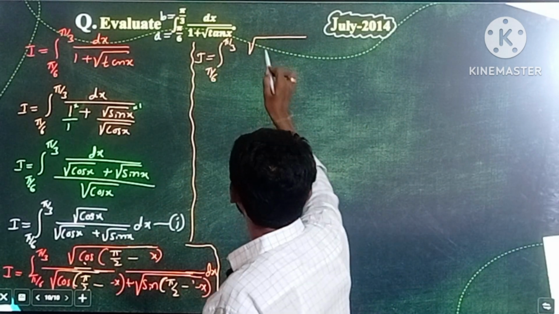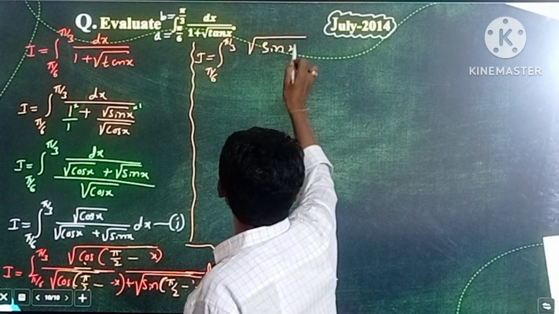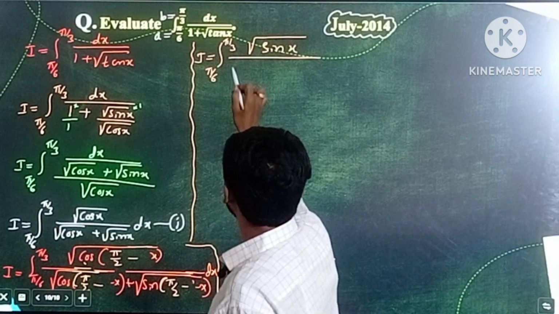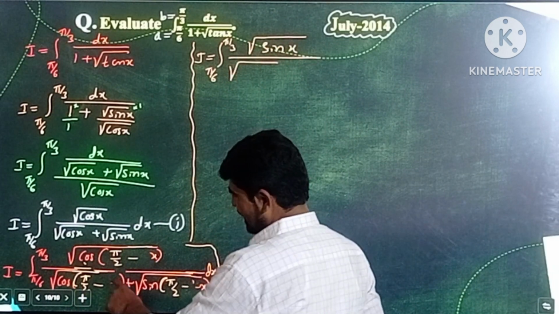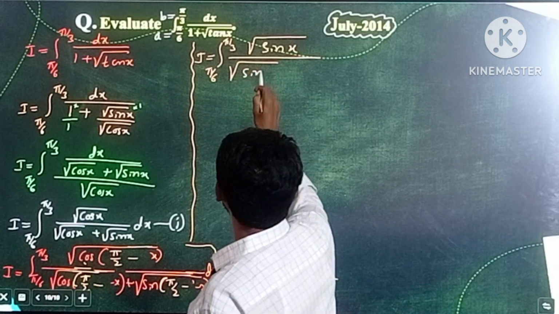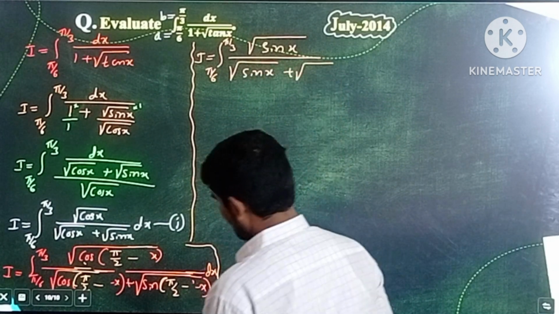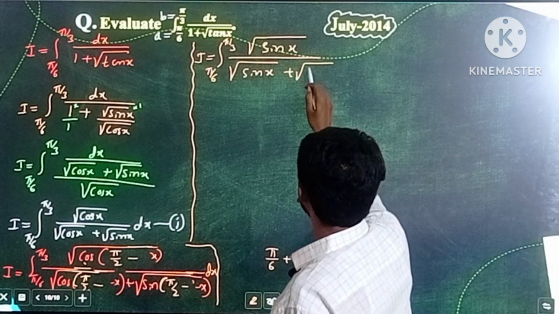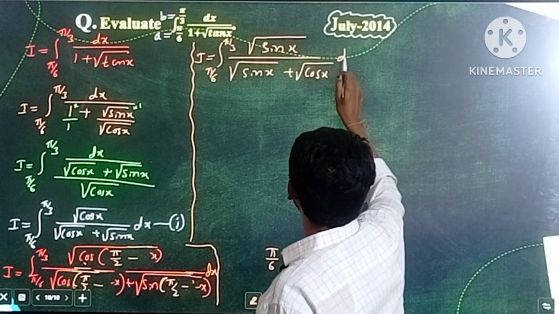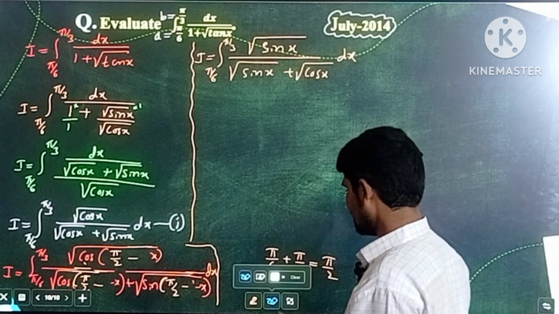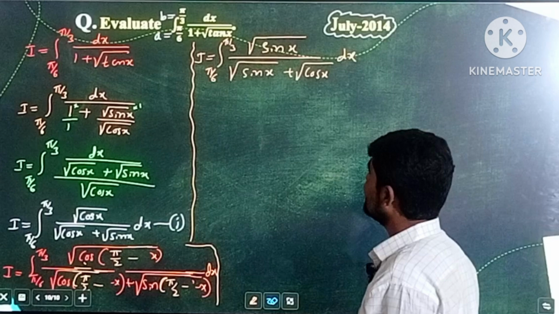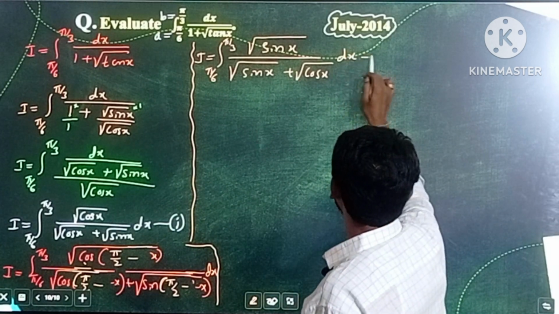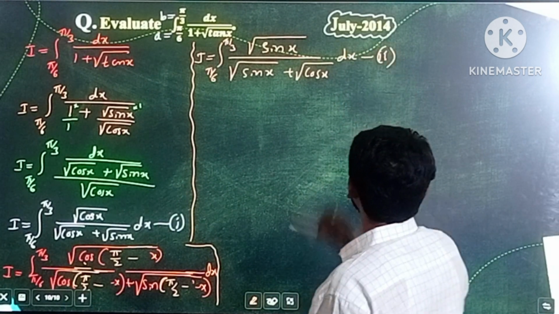Therefore cos pi by 2 minus x is sin x, divided by square root of the same thing, cos 90 minus x is sin x, plus square root of sin 90 minus x is cos x, with respect to x. I hope all of you are understanding. After applying the property, I am going to call this equation number 2.